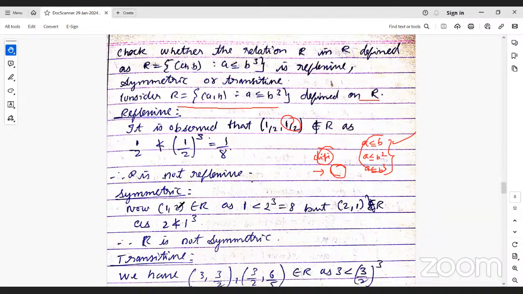Similarly for symmetric, see (1, 2) belongs to R, because 1 is less than 8. But when we reverse it, 2 is not less than or equal to 1 cube.